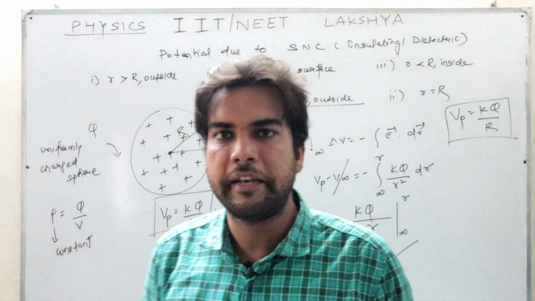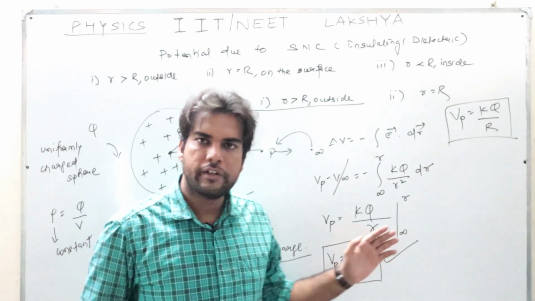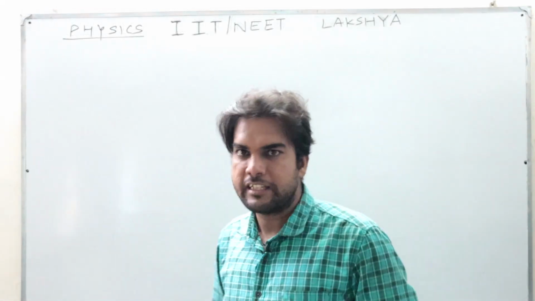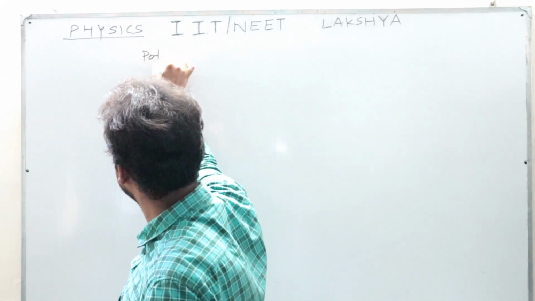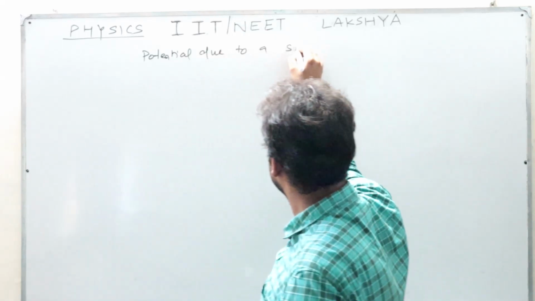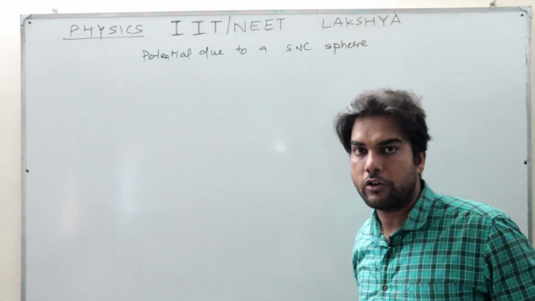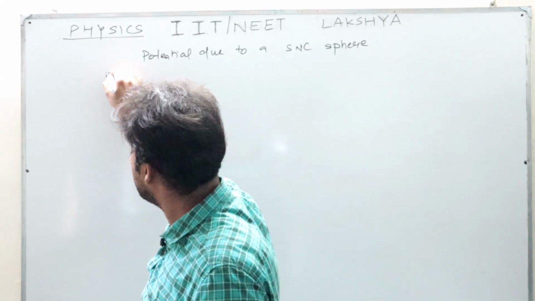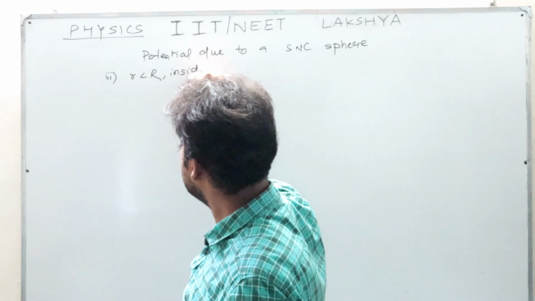Now the only case remaining is inside the sphere. So let us do one thing: you note it down and then I move to the next case. Okay, so let us continue with the case of inside the sphere. Again we are taking the same thing, which is potential due to a solid non-conducting sphere, but this case is case 3, which is the inside point, I mean inside the sphere.